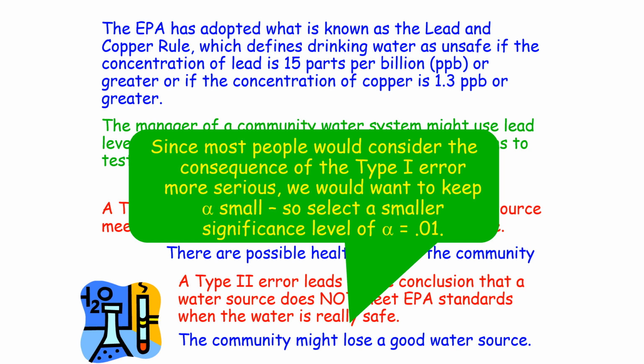Now, since most people would consider the consequence of a type 1 error a little more serious, we would want to keep our alpha small and select a smaller significance level. So our alpha would equal 0.01. Let's take a look at another example.